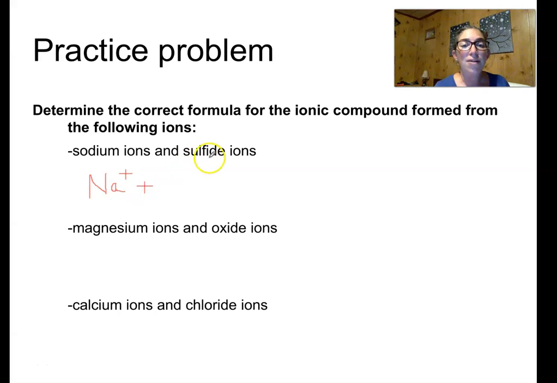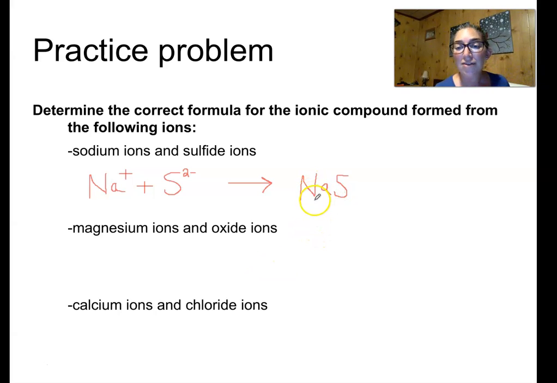And we're combining it with sulfide ions. That "ide" ending tells me that we're looking for a nonmetal. So sulfur becomes sulfide. So this is just an ion of sulfur. And sulfur is in group 6. It needs 2 more electrons to have a full octet, so it will have a 2- charge. So when we form this ionic compound, I'll just write out sort of the skeleton here. Na and S, it's going to contain sodium and sulfur.